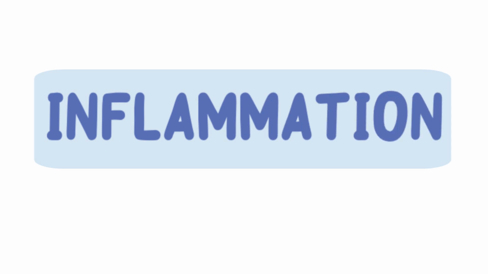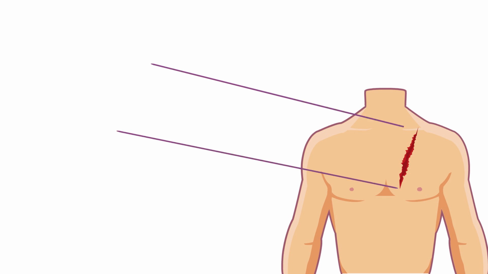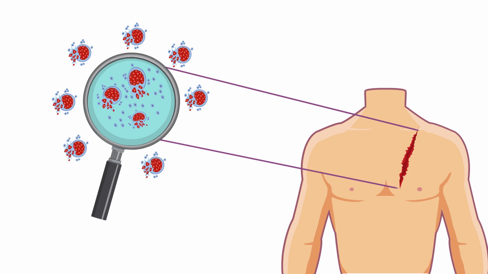So now we have understood the basics of acute inflammation. Let's try to understand what happens after this. Continuing the example of a cut on the skin, suppose some bacteria get in through the site of injury. So it's important that your white blood cells spring into action fast.